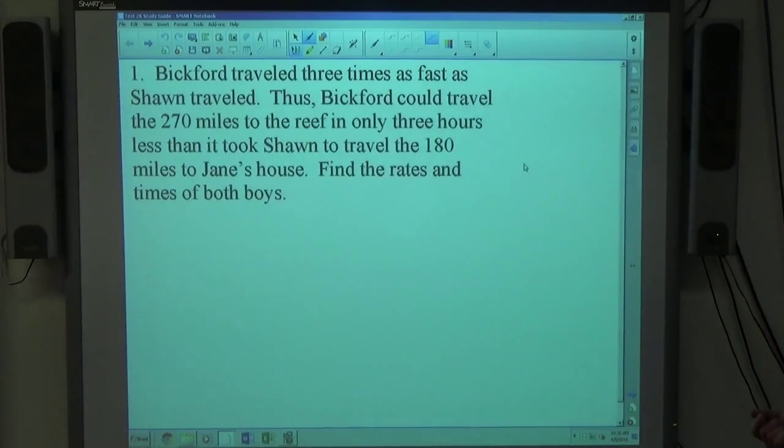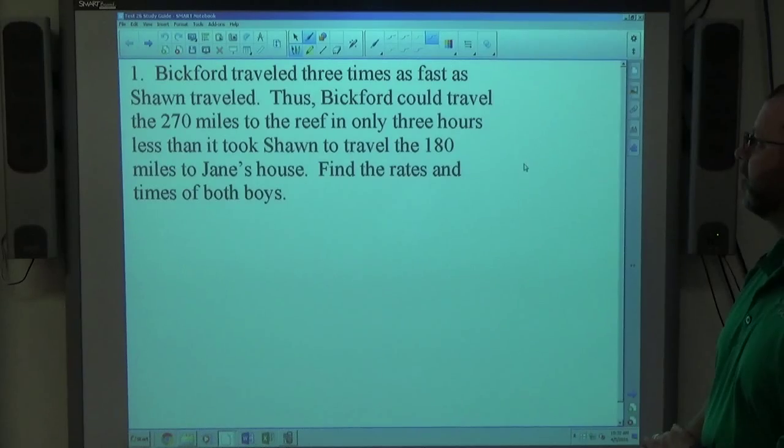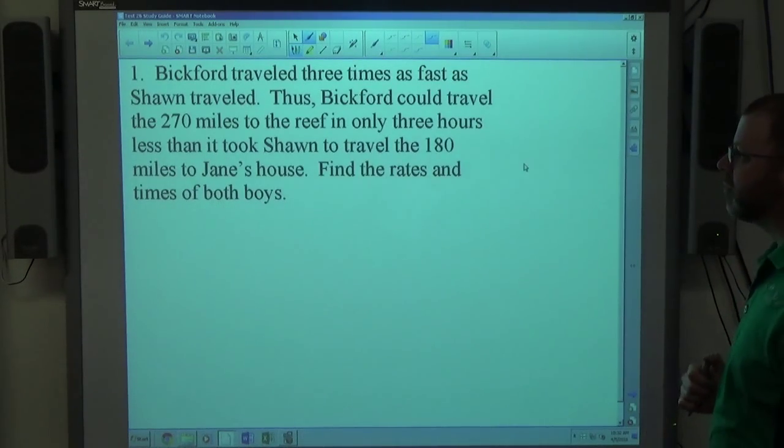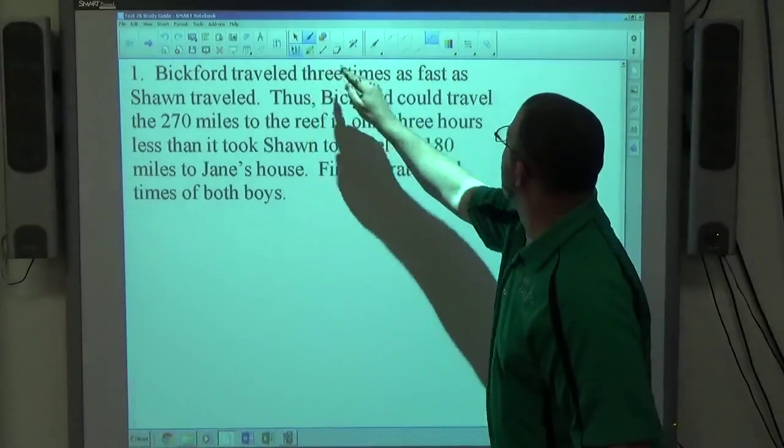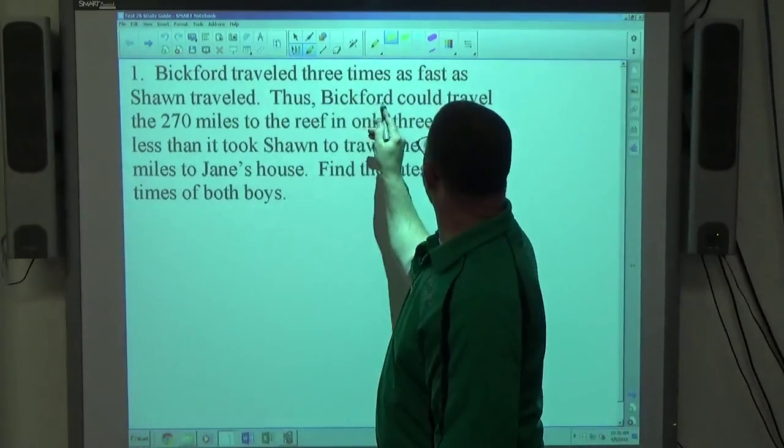Our first problem says Bickford traveled 3 times as fast as Sean traveled, thus Bickford could travel 270 miles to the reef, and only 3 hours less than it took Sean to travel 180 miles to Jane's house. Find the rates and times of both boys. So they're telling us the specific distance that Bickford could travel.